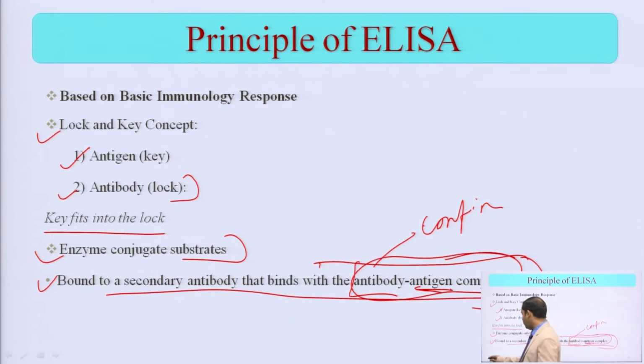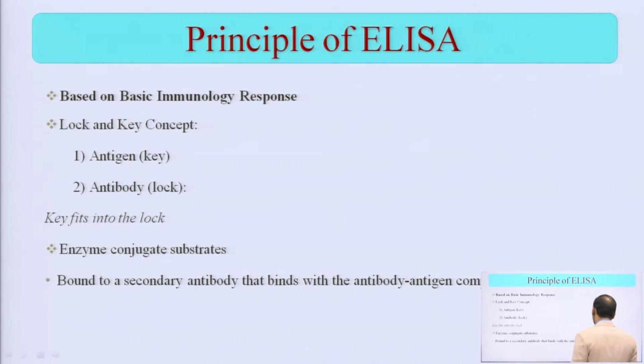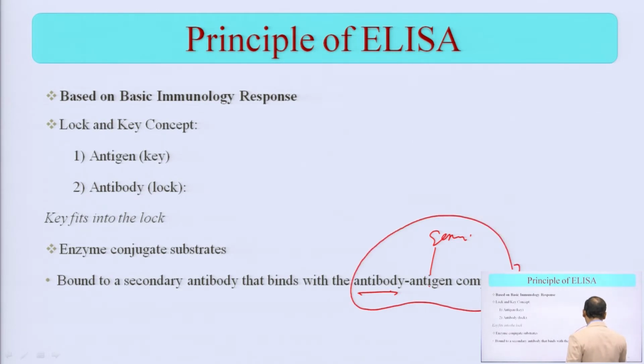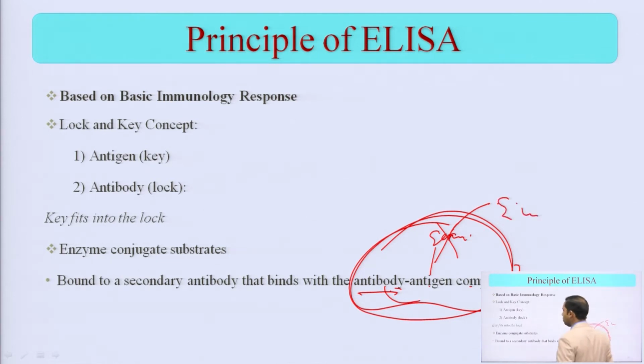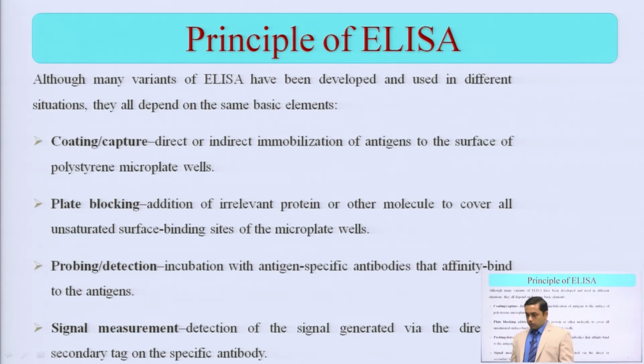For example, let me also tell you in a simple manner, you are trying to do some test, you have given the antibody and this is the sample. So, if antibody and antigen both are present, both of them will form a complex. If the antigen is not present, only antibody will be there. Okay. If it is one case, you will get one kind of picture, one kind of color, and if both are present, you will get a different kind of signal or different color. Okay. So, based on that you are able to confirm. Although many variants of ELISA have been developed and used in different situations, they depend on some basic elements. What are the basic elements?